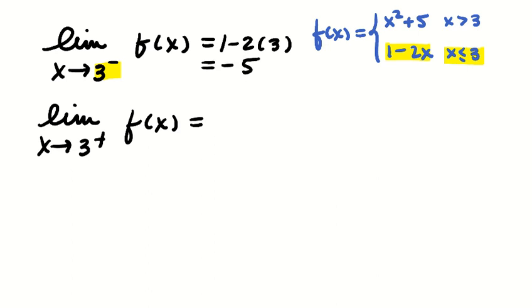Okay? And then if you're considering what happens as you approach 3 from the positive side, well, x greater than 3 is where you're approaching from the positive side. And you'll use this x squared plus 5. Okay? So this is going to be 3 squared plus 5, and that's 14.